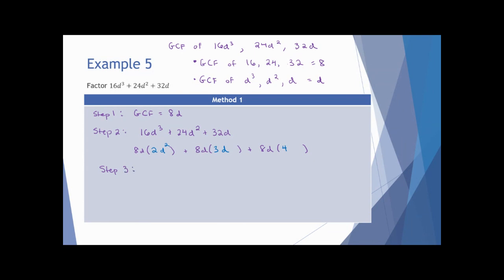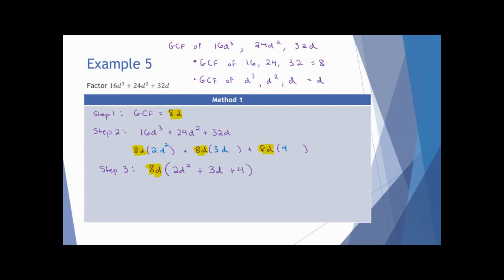So step 3 is then to pull those out in front. So we have 8d, that was our GCF. And then everything I have in blue gets written inside parentheses. So I have 2d squared plus 3d plus 4. And you put plus signs in front because they had plus signs to begin with. So I'm going to just highlight everywhere I have this GCF so that you can see how that works, that you basically put it in front and then everything else goes in parentheses.